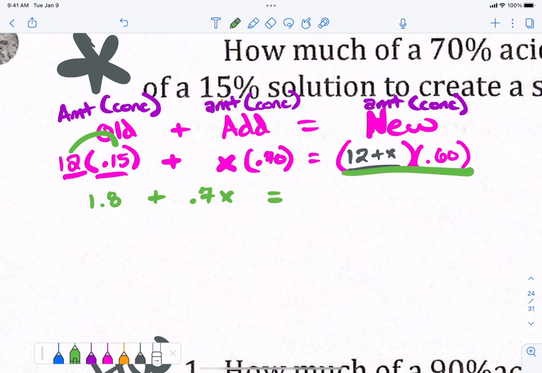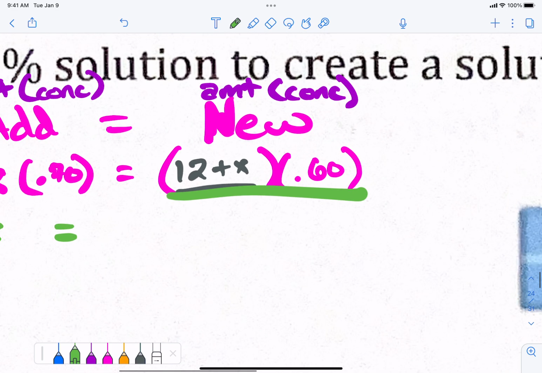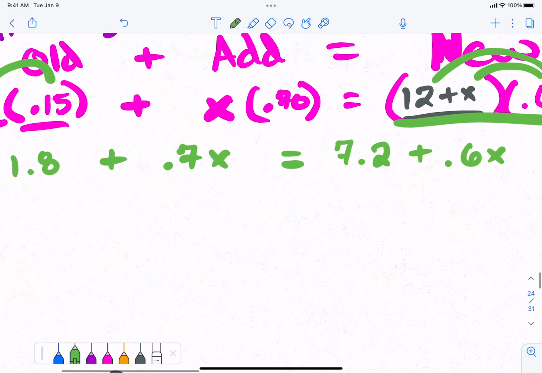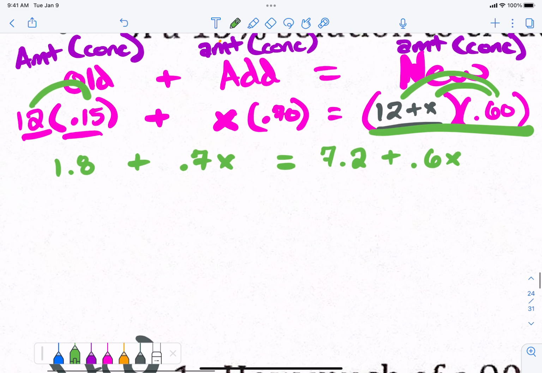Now what do I do on this side? I can back distribute. What is 12 times 0.6? Do you know what 12 times 6 is? 72. So what's 12 times 0.6? 7.2. Okay. And what's 0.60 times x? 0.6x. Okay, now you get to this point and you can totally solve this just using algebra.